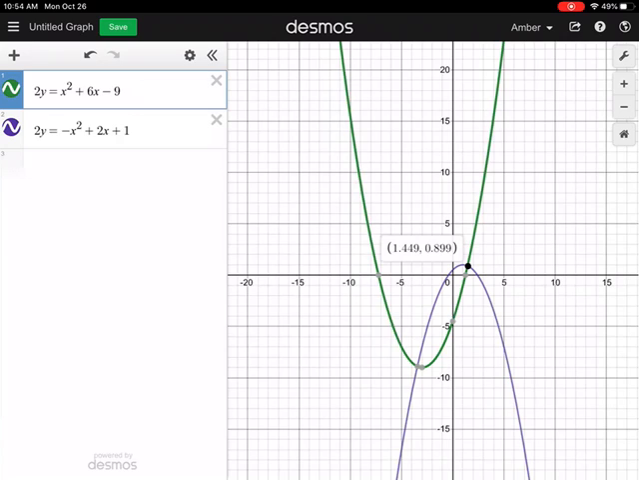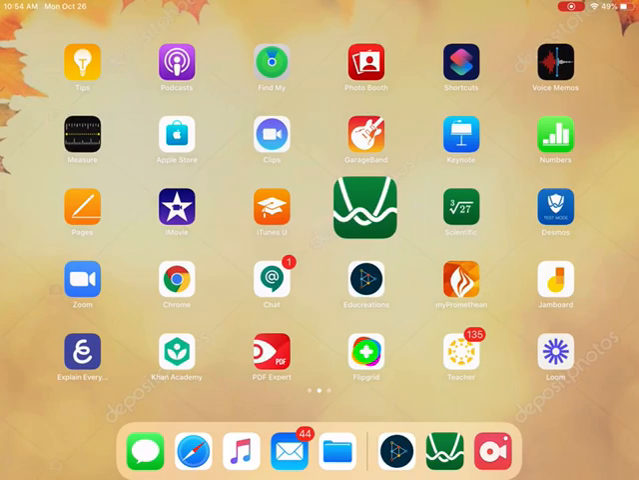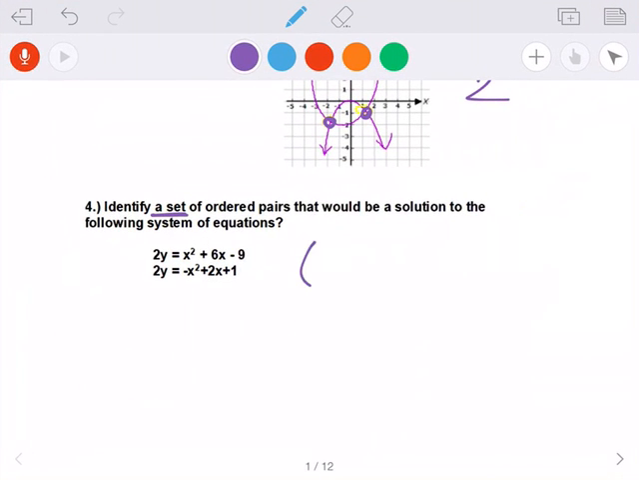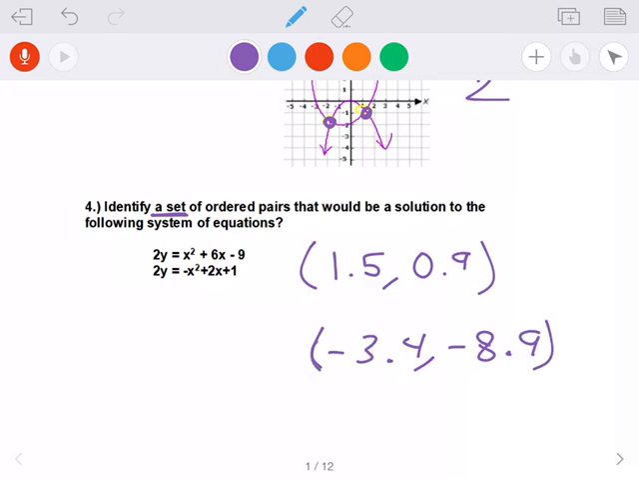So now they're intersecting each other right here, crazy decimal, and right here. So I'm just gonna round, we'll say I'll round to the nearest tenth. We would always look, if it were multiple choice, what our answer choices are, or we would also consider doing it by substitution if we cannot figure out exactly what it is, if it asks for an exact answer. So going back, I'm going to say it's 1.5, comma 0.9, and the other one rounded to the nearest tenth would be negative 3.4, comma negative 8.9.